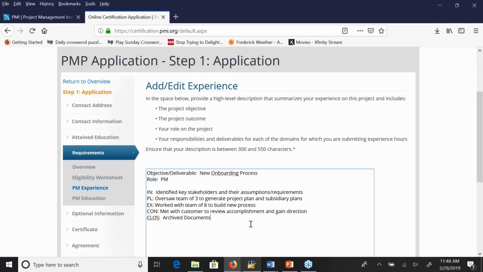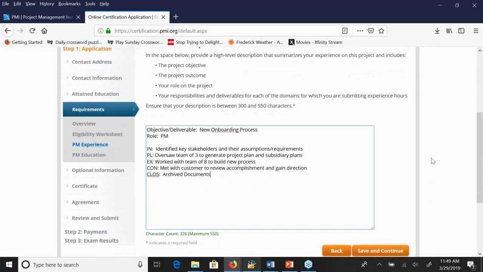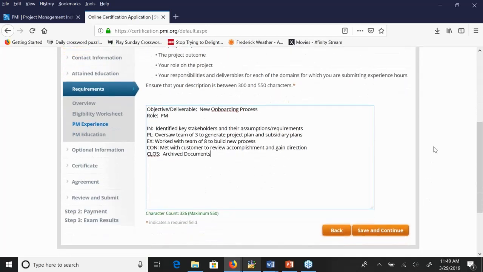Executing, worked with team of 8 to build the new process. Met with customer to review accomplishment, gain direction, archived the documents. Those are all cold, right out of the original description of the domains from the previous page. If you can find stuff that you did and mirror it off that, you're in great, great shape.